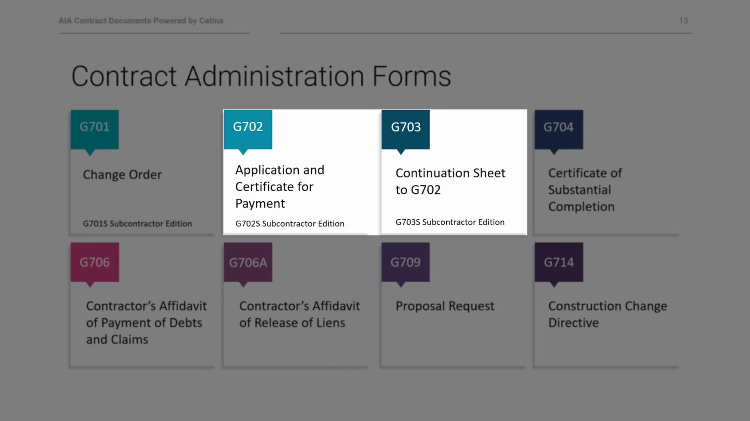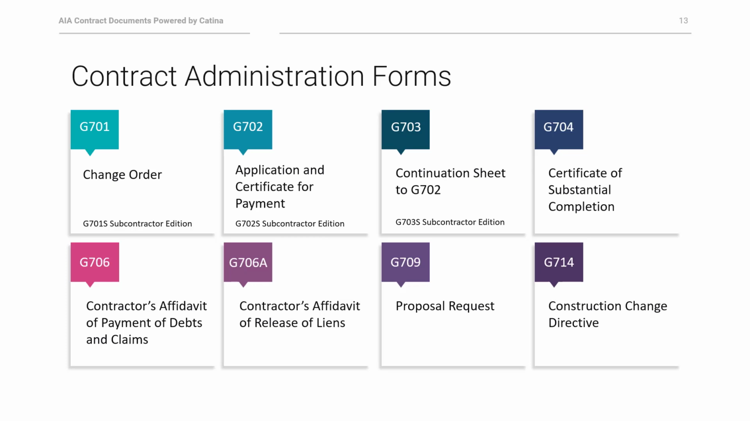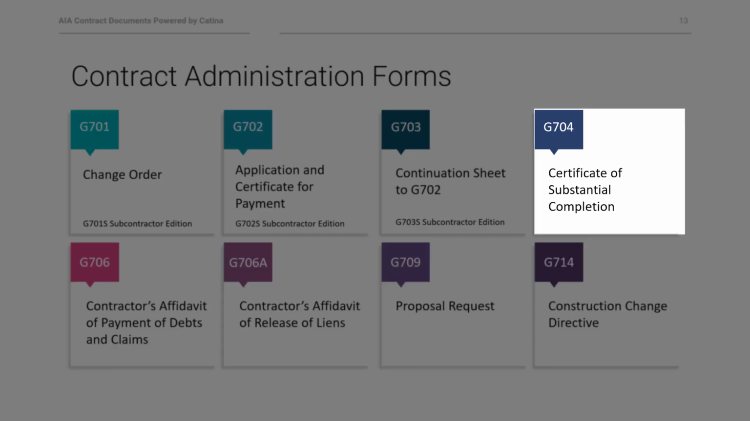Then you submit it together to get paid. Again, you can see that we have a subcontractor version for each of these forms. Next is the G704, which is a certificate for substantial completion. This is a form that certifies that a job or portion designated is substantially complete as of a certain date.